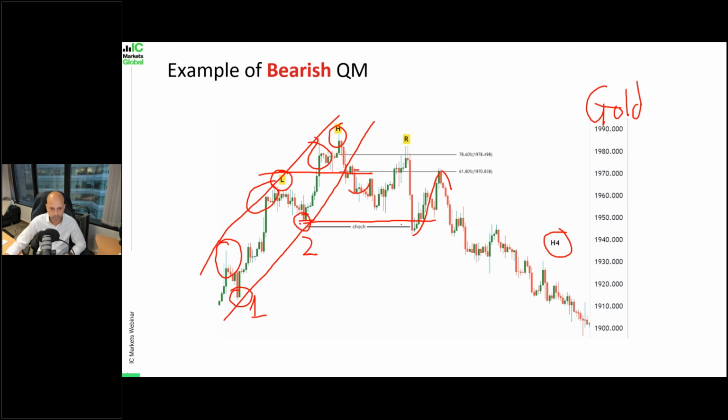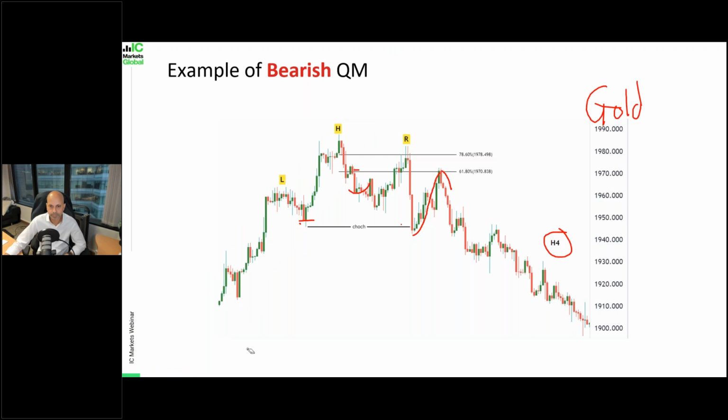Okay, so let me just tidy up the chart and do it once more so that it's clear again. Right, so this is the first low, this is the second low, right? This is the first high. Okay, high is fine, but because we're looking for the bearish QM pattern, we'll be focusing on the lows. So it's a series of higher highs, a series of higher lows.